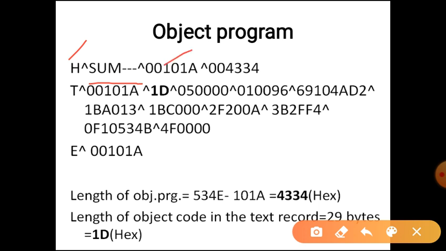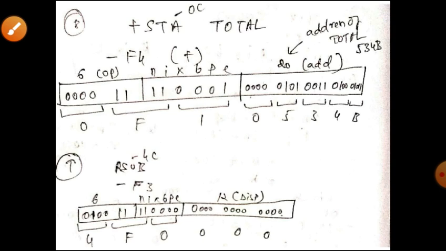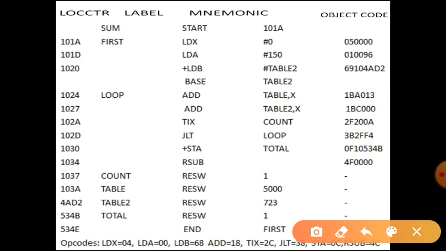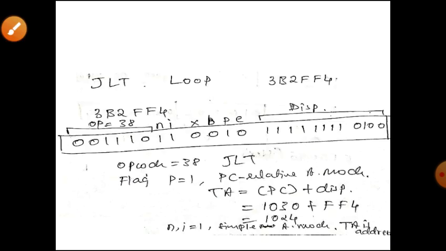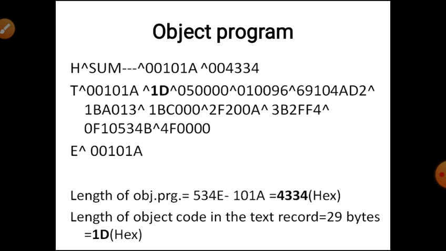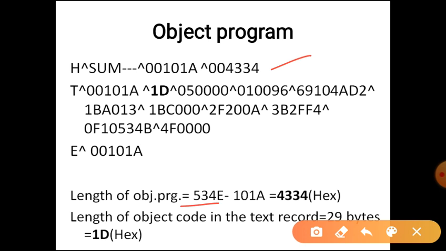Next the starting address, that is 101A, you fill with 2 zeros in the beginning, and the next, that is 14 to 19, contains the length of the object program. How to compute the length of the object program? I have written this here. The last address is 534E, you can observe this last address 534E. This minus the starting address 101A will give you the length of the object program. So this is the calculation, 534E minus 101A. That calculation again you have to do in hexadecimal.